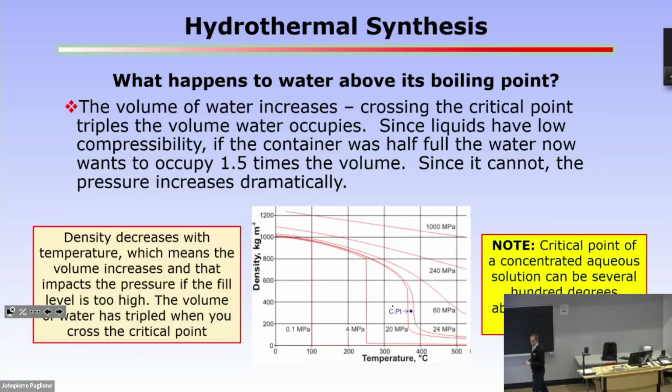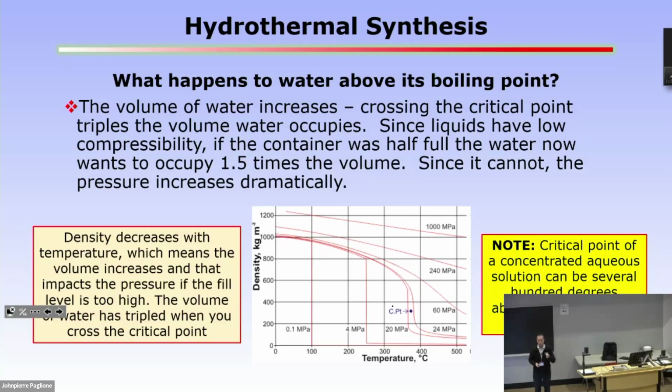The volume changes quite a bit. As you cross the critical point, in the range of 20 degrees before to right afterwards, it triples in volume. So if you think about your container, if you have your container half full and you go through the critical point, the water now wants to occupy 1.5 times the volume available to it, and it obviously can't do that. Liquids are pretty incompressible, which means it's going to push against the container sides, and your pressure is going to go way up and go off the phase diagram that I showed you before.